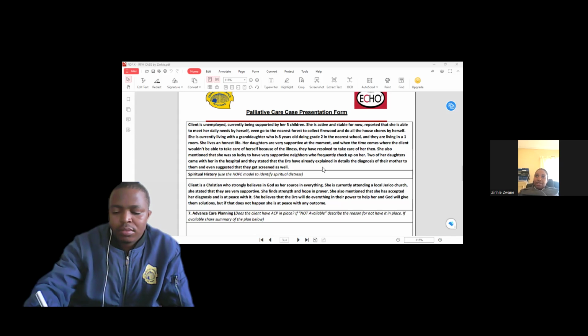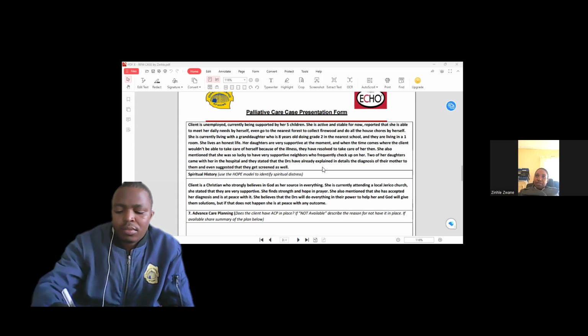She is currently living with a granddaughter who is 8 years old, doing grade 2 in the nearest school, and they are living in a one-room. She lives an honest life. Her daughters are very supportive at the moment, and when the time comes where the client will not be able to take care of herself because of the illness, they have resolved to take care of her.